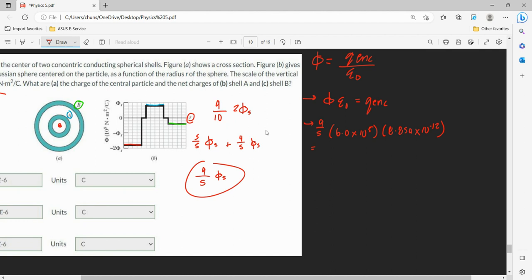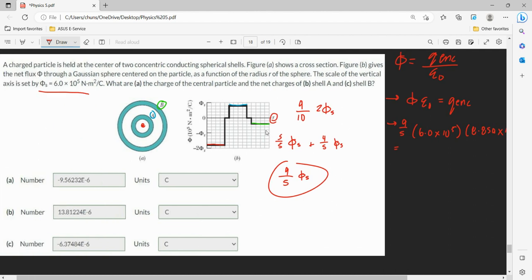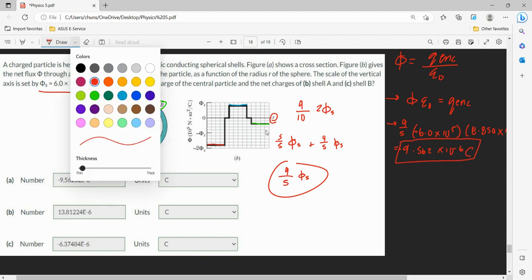So this is 9 divided by 5 times 6 times 10 to the 5 times 8.854 times 10 to the negative 12. And this is 9.5 times 10 to the negative 6. And I forgot to put a negative value in for this scale, so this would make it negative. And this is in coulombs. So that is our first part out of the way.